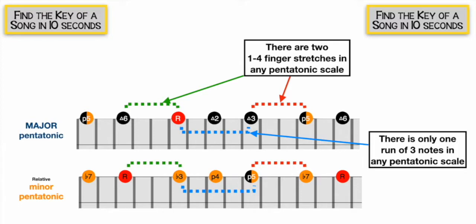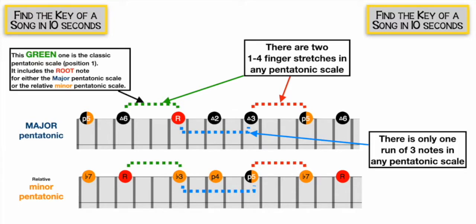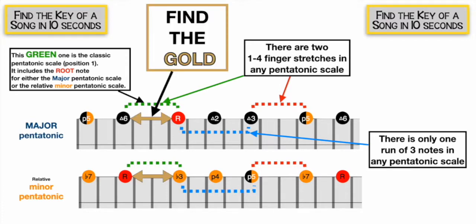So there are 2 1/4 finger stretches shown in the red and the green. This green one is the classic pentatonic scale position 1, and it includes either the root of the major chord on the first note of that 3 pattern, or the root note of the relative minor pentatonic on the second note of that 2 pattern. And your job when you're trying to identify the key of a song is to find the gold. That gold part is finding that green 1/4 finger stretch, which includes both the root of the major and the minor pentatonic.